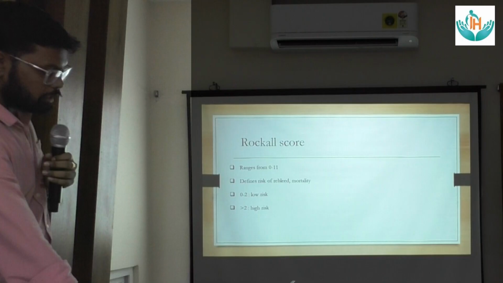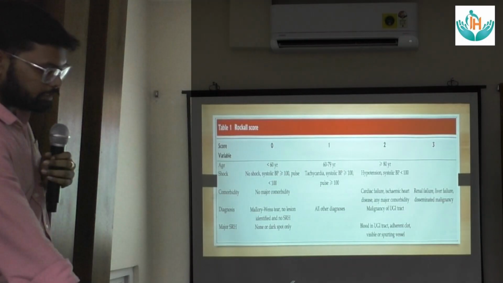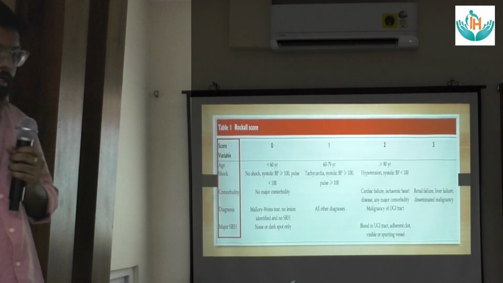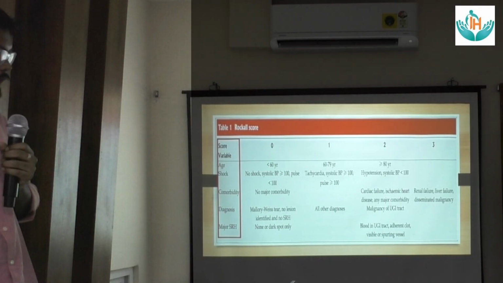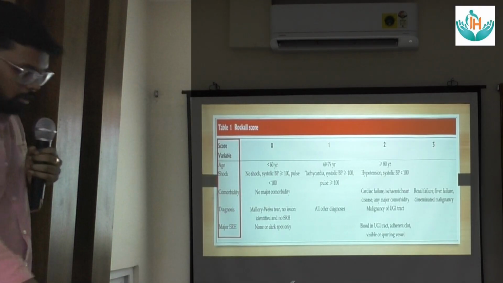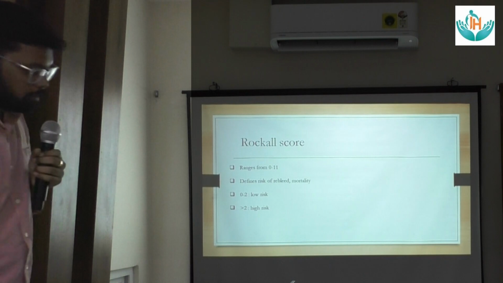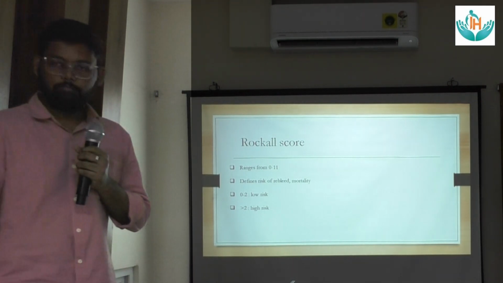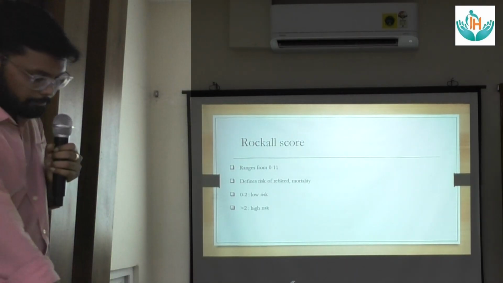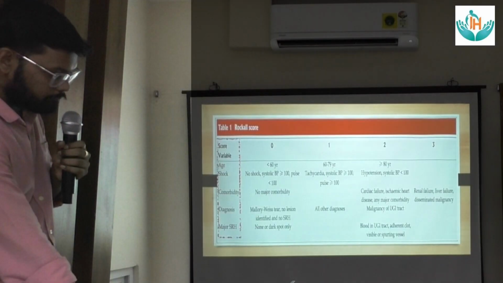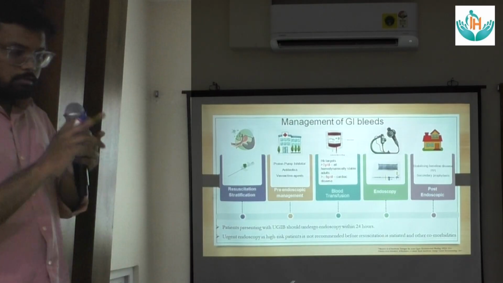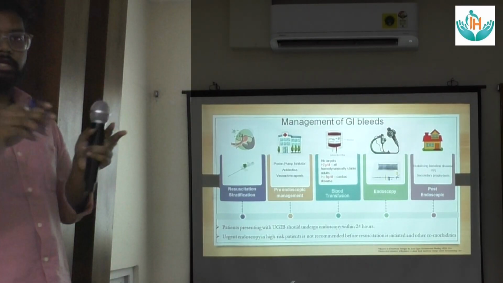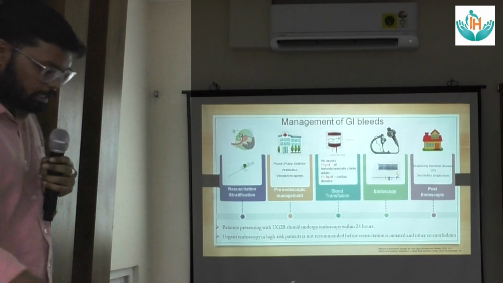The most commonly used score is the Rockall score. This score contains 5 components: age, hypotension, comorbidity, diagnosis, and signs of recent hemorrhage. If the score is more than 2, there is very high risk of rebleeding and very high risk of mortality. So they should be admitted and should go for emergency endoscopy as soon as possible. By calculating this score, we can stratify whether it is low risk or high risk.